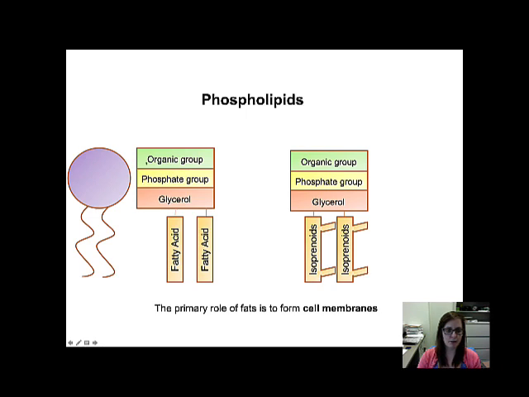Okay, so this is our polar head, and then these fatty acids are just drawn as squiggly lines for the two fatty acid tails. And these essentially are drawn the same way. But often when you see a membrane drawn, you see this circle that represents all the polar groups and then the tails.